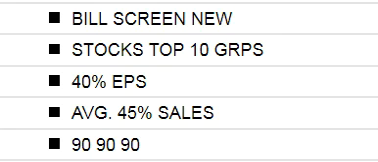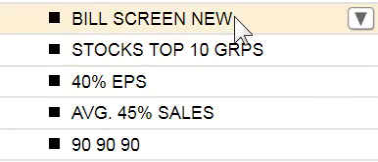These are just a few of my screens and I'd like to share them with you. The Bill screen. This is named after Bill O'Neill, one of the greatest investors of all times. Basically, it takes his constraints, and I've taken them and put them in a screen. It helps me find the leading stocks in those leading groups. But then I've taken it a step further.